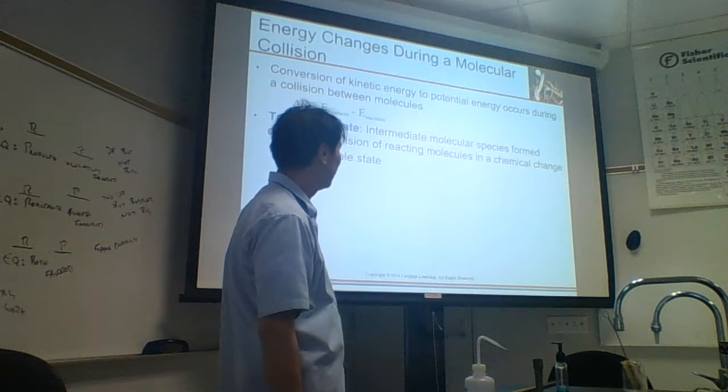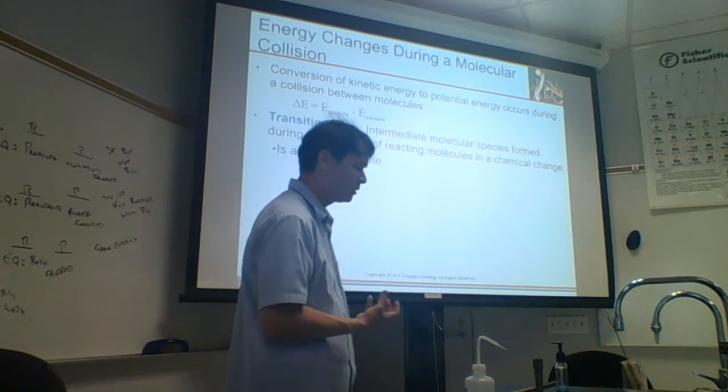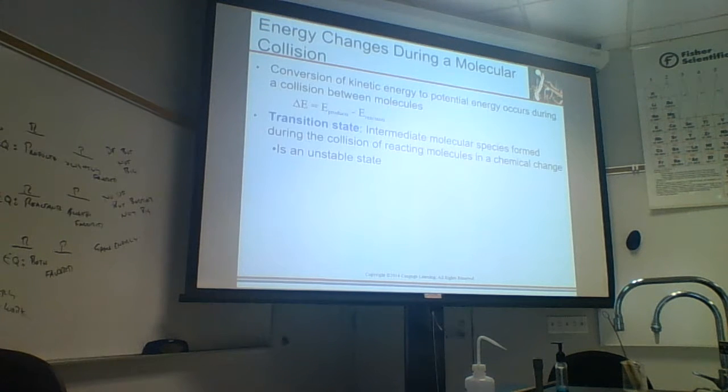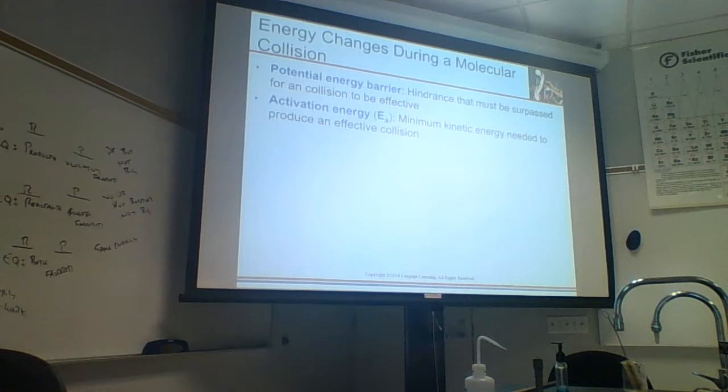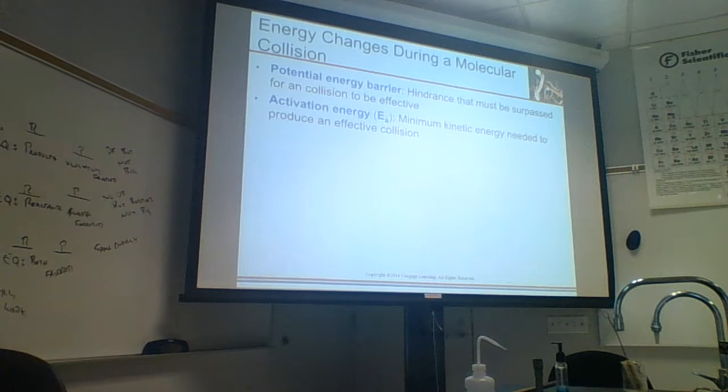It's not something that you can isolate because it's like a midway point in the transition. One's transitioning from reactant to product. And so it's something we don't isolate. Therefore, it's called an unstable state. It's an unstable state because we don't really isolate it. Good transition state.